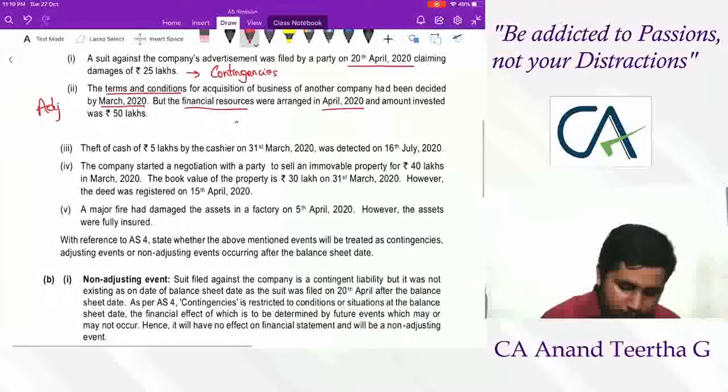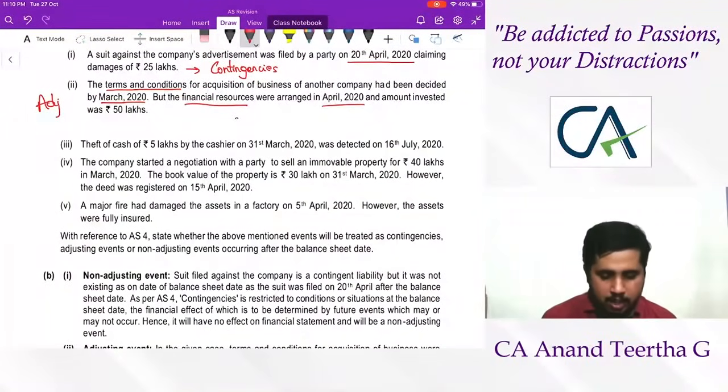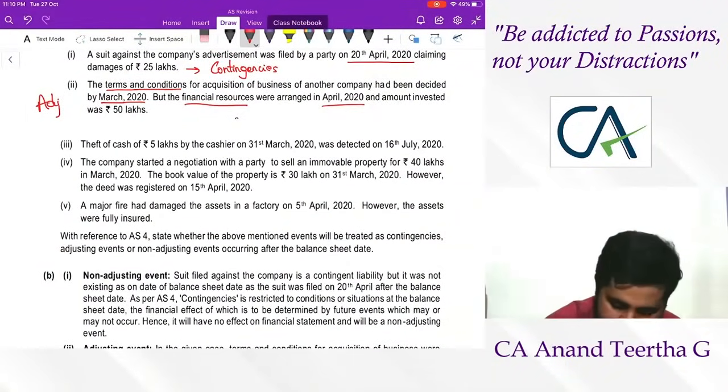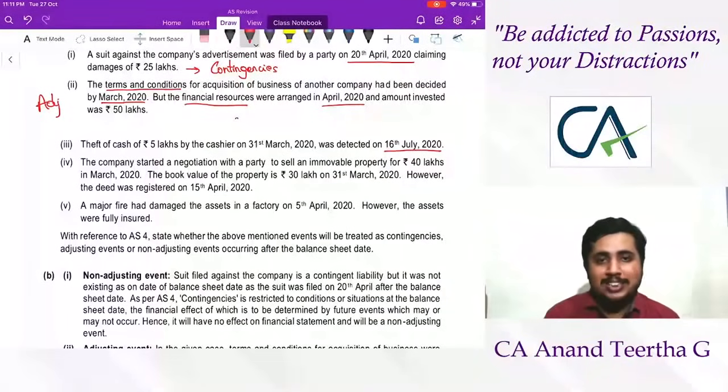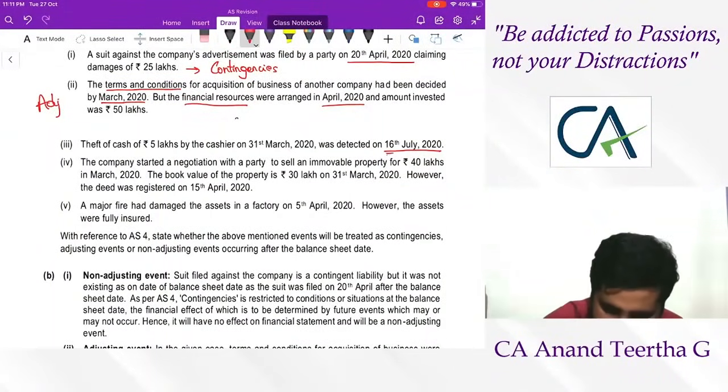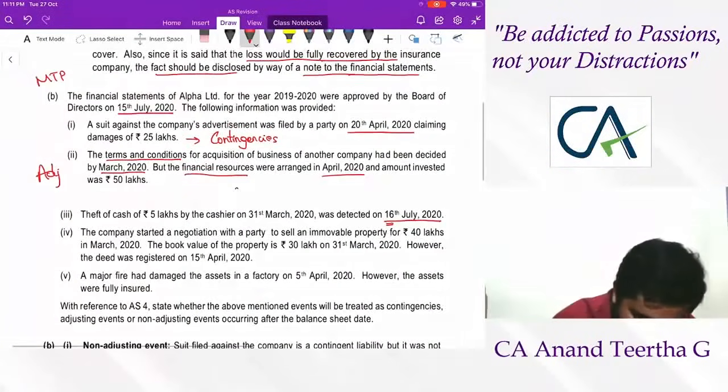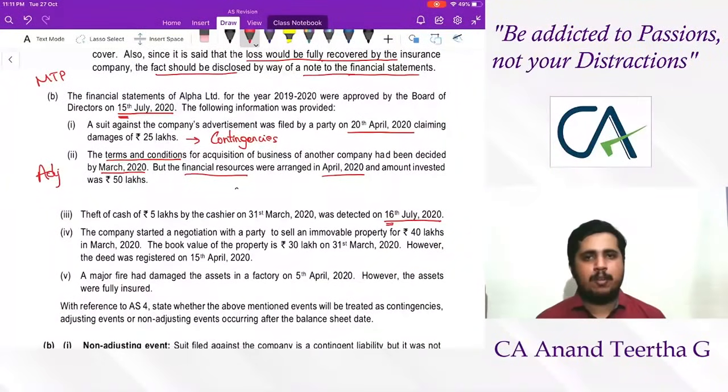Okay, next. Theft of cash of 5 lakh by the cashier on 31st March 2020 was detected on 16th July 2020. Okay, in March the theft had already taken place, but it came to be known on 16th of July. Now the point is, if it was a normal question for us, it is an adjusting event. Why? Because the theft already took place in the month of March. You detected it in the month of July. But the point is, what is the detection date? The detection date is 16th July. Approval date is what? 15th July. It's already approved on 15th July. You detected it on 16th July.